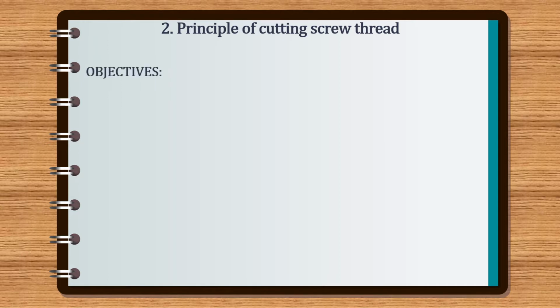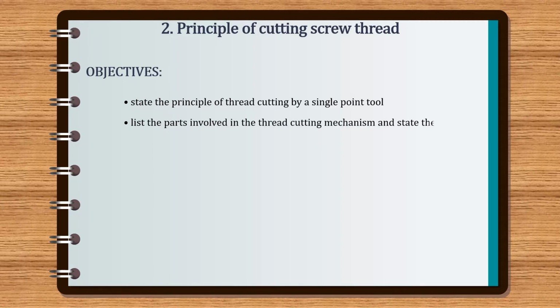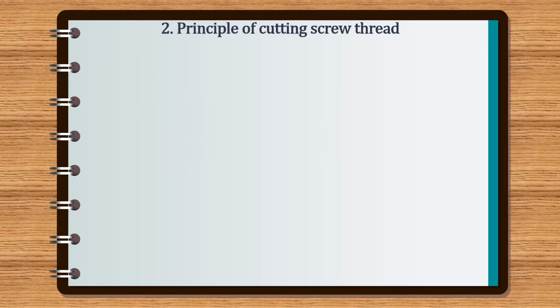Let's see the objectives of this topic. You shall be able to state the principle of thread cutting by a single point tool, list the parts involved in the thread cutting mechanism and state their functions, and derive the formula for change gear calculation. Let's see the principle of thread cutting.